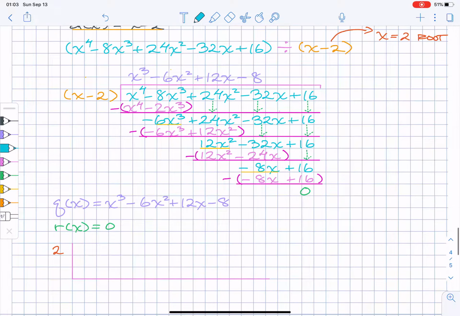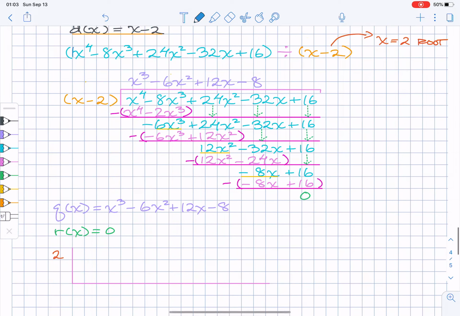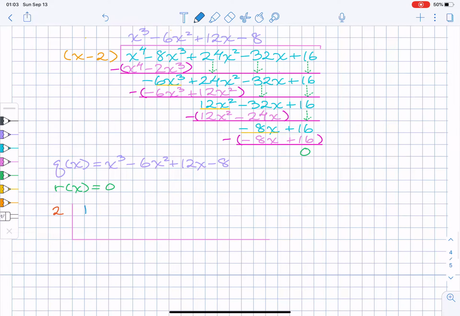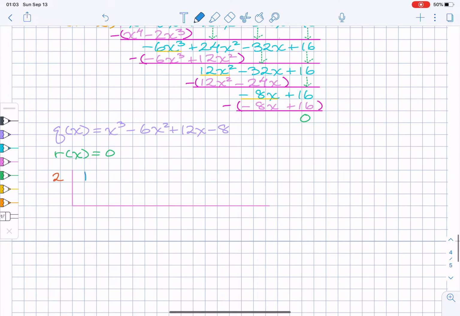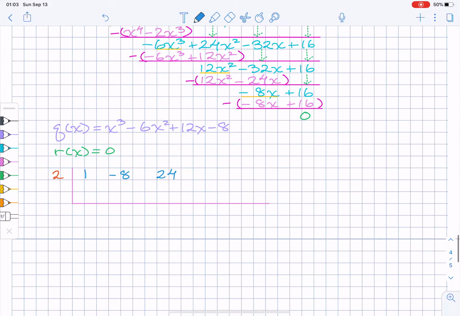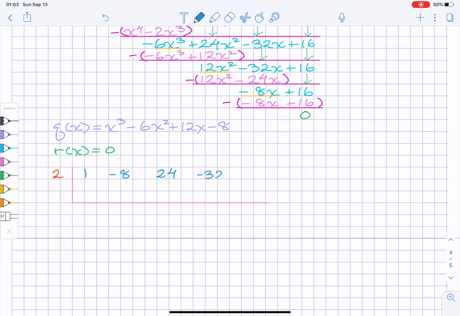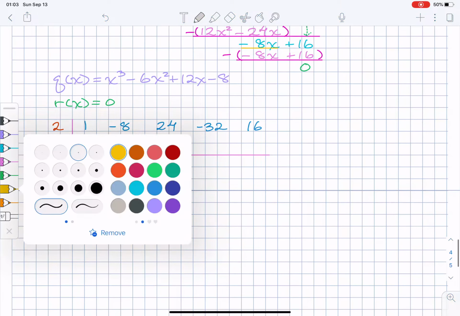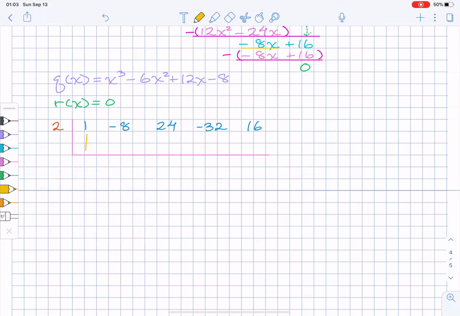So what are the coefficients in descending order? Looks like it's 1, x to the 4th. Then negative 8. Then positive 24. Then negative 32. Then positive 16. Okay, so first step for synthetic division is to drop down the lead coefficient, which is 1.